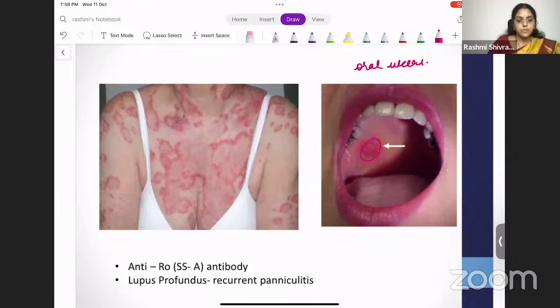There are some more findings which you can have. You can have recurrent panniculitis or something called lupus profundus. These are also skin lesions. So in the skin, what are all seen? Malar rash, discoid rash, subcutaneous lupus erythematosus, oral ulcers. Then you have alopecia, which is non-scarring in SLE, scarring in discoid lupus erythematosus, right? So these are all the important ulcers and the dermatological manifestations.